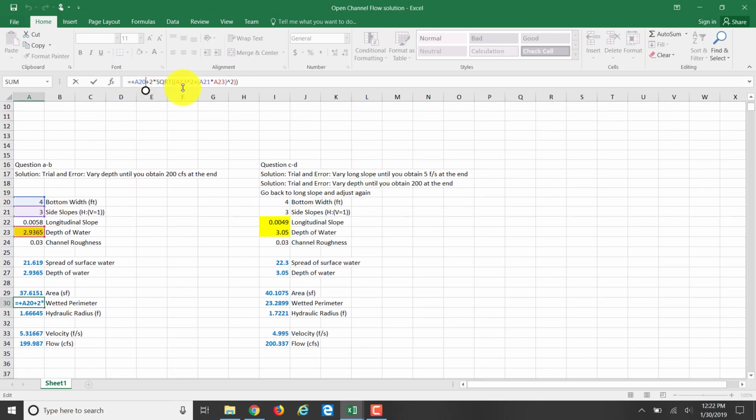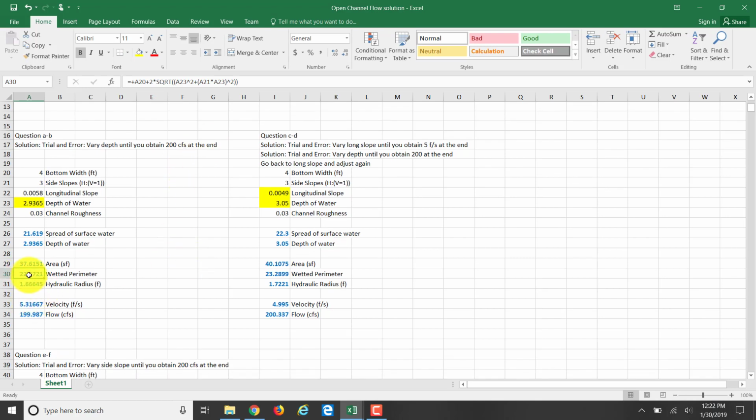So when I come over here, I have A23, which is the depth of the water. Then I have A21, which is the side slope. And then I have A23 again. So I'm just taking these two items and squaring them. So I have a squared plus b squared. I'm taking the square root of those in this function over here. And what that allows me to do is now come up with the wetted perimeter.